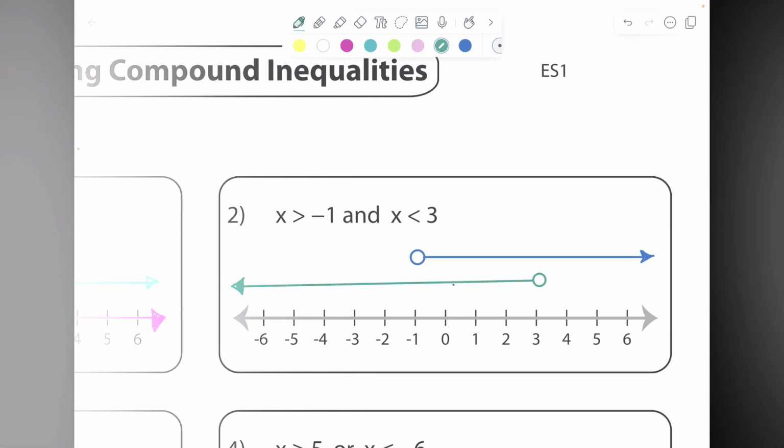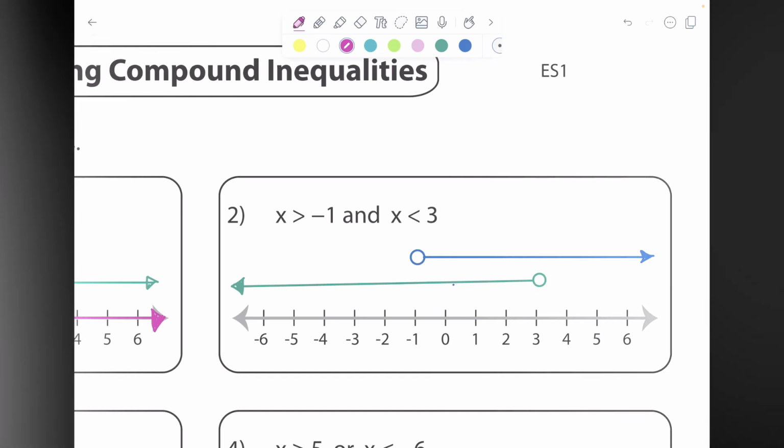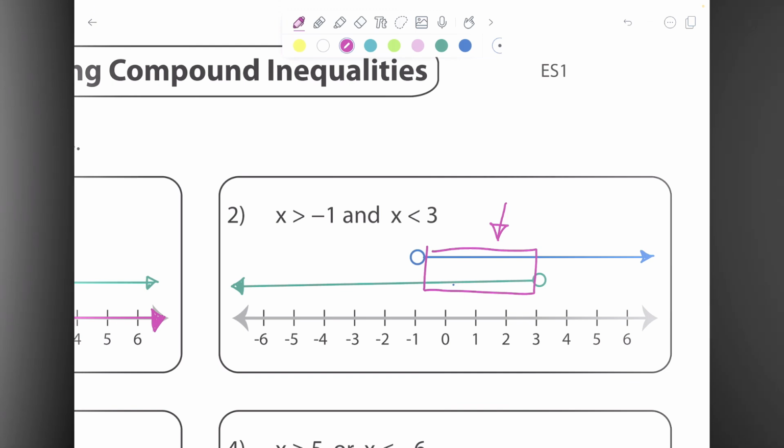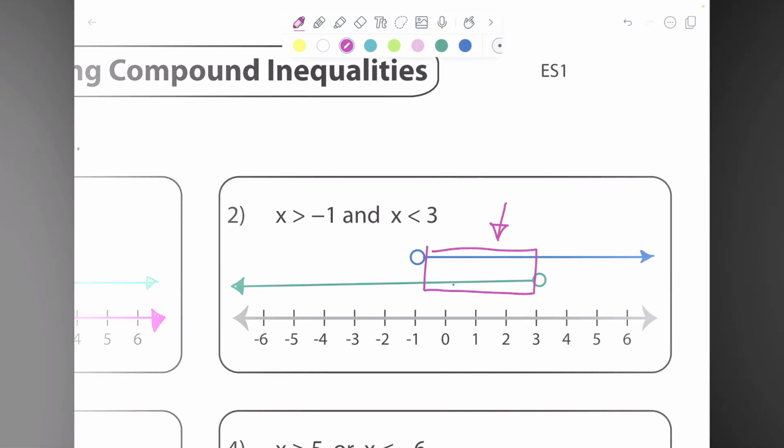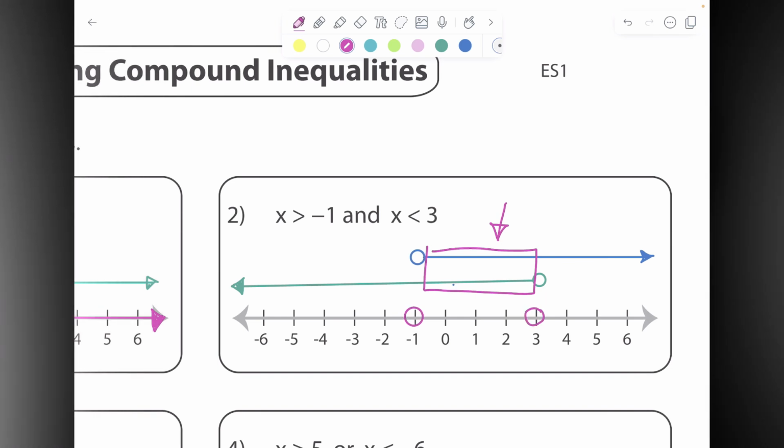So now I'm going to look at these two and find out what they have in common. I'm going to use a different color here and look at the fact that we have an intersection of sorts right here, which means that the answer is that section of the number line. So the final answer is everything between -1 and 3.